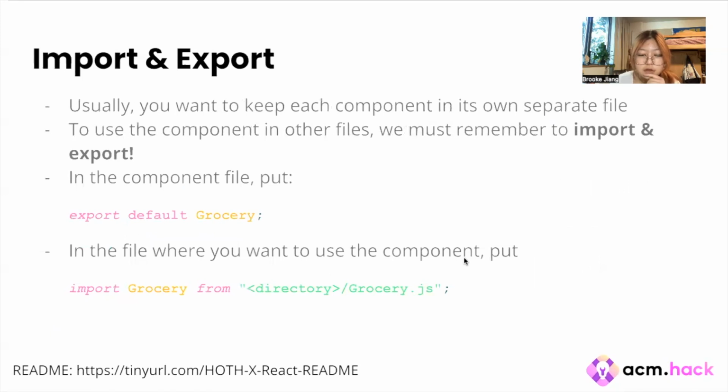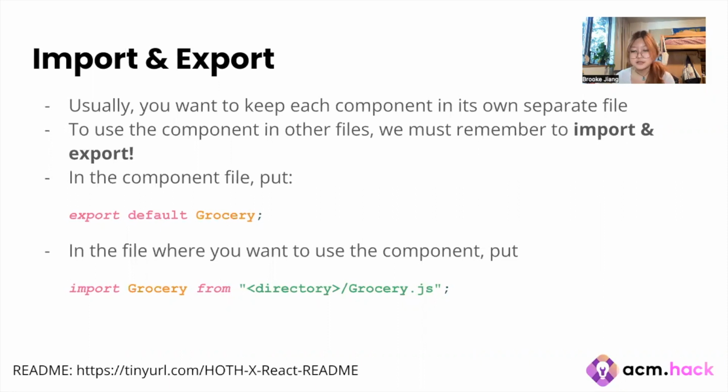Now, we're going to demo this right now. But before that, one last important note is that you want to keep your components each in its own separate file. And if you want to use a particular component in other files, you have to remember to do import and export. In the file in which you define your component, at the very end, you're going to want to put export default, name of component. In this case, we're going to be exporting default Grocery. In the file where you want to use that component, put import Grocery from the directory in which grocery.js is, /grocery.js. Okay.